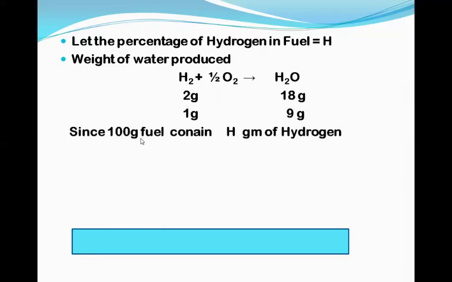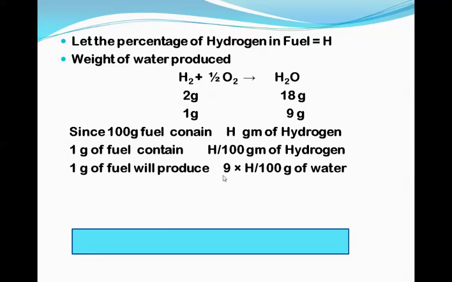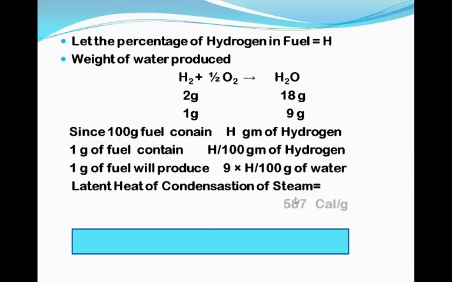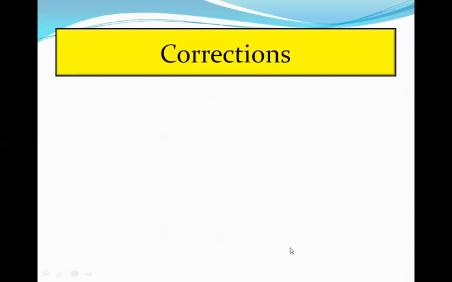So we can see that 100 gram fuel contains H grams of hydrogen. So 1 gram fuel contains H by 100 gram of hydrogen. So 1 gram of fuel will produce 9 into H by 100 grams of water. And if the latent heat of condensation of steam is equal to 587 calories per gram, then the latent heat of water formed is 0.09 into H into 587, and therefore HCV is related to LCV as LCV is equal to HCV minus 0.09 into H into 587 calories per gram.